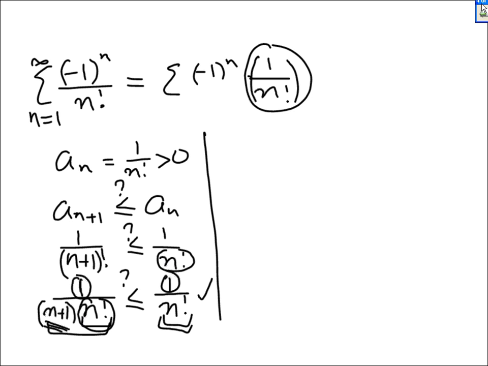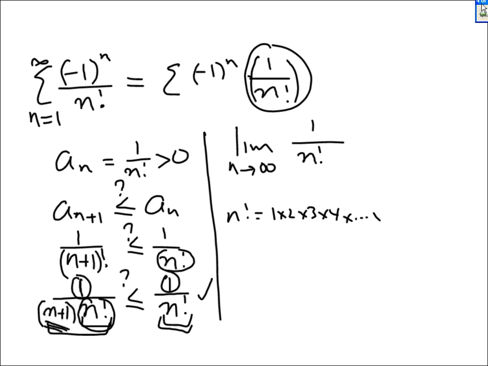Okay, now are the terms going to 0? So the limit as n goes to infinity of 1 over n factorial, is that 0? Well, one way of thinking of n factorial is 1 times 2 times 3 times 4 all the way up to the number in front of n, times n itself. If n is getting larger and larger, that thing is taking off.